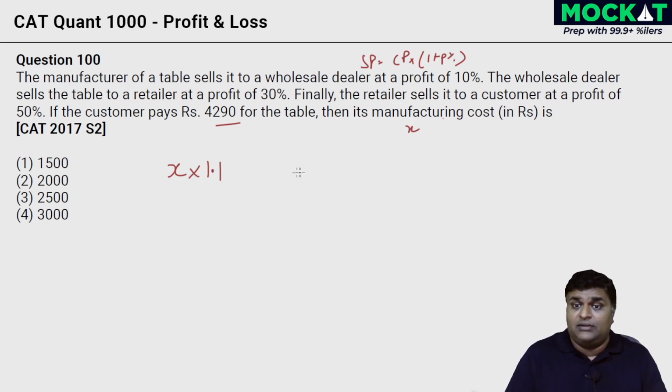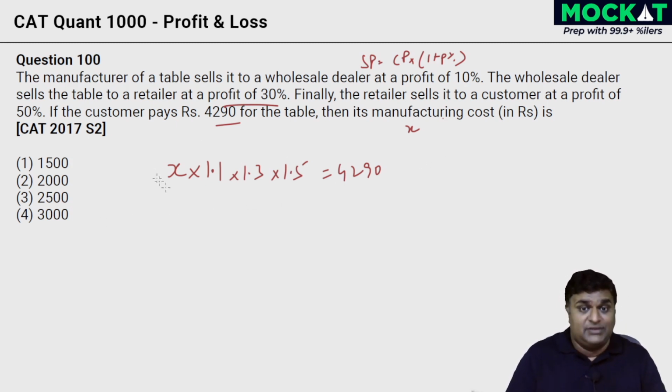The moment we have done that, that becomes the cost of the wholesale dealer. Now the wholesale dealer is making a profit of 30%, so into 1.3 when the person sells it. The retailer who is buying it now has to sell it to a customer at a profit of 50%, into 1.5, and this comes to 4,290. All that you need to do in the calculator is 4,290 divided by 1.1, divided by 1.3, divided by 1.5, and mark it and keep going.